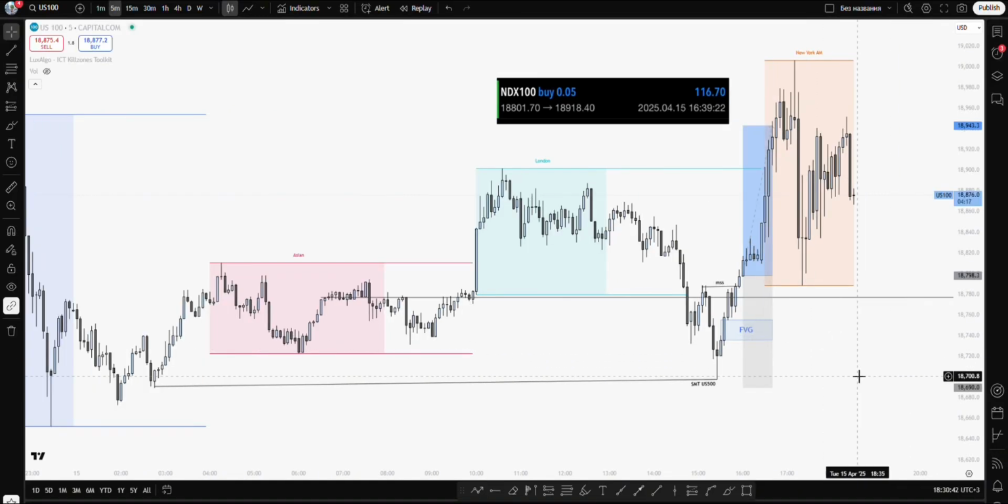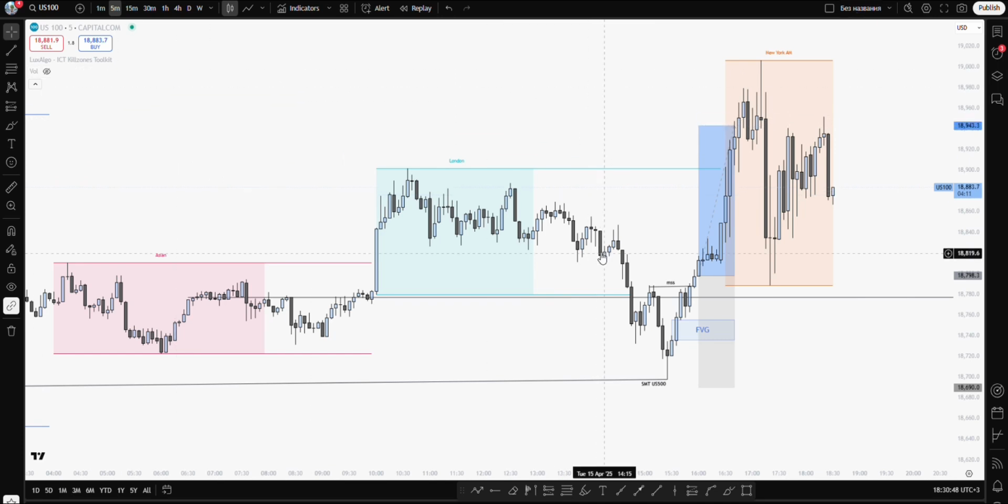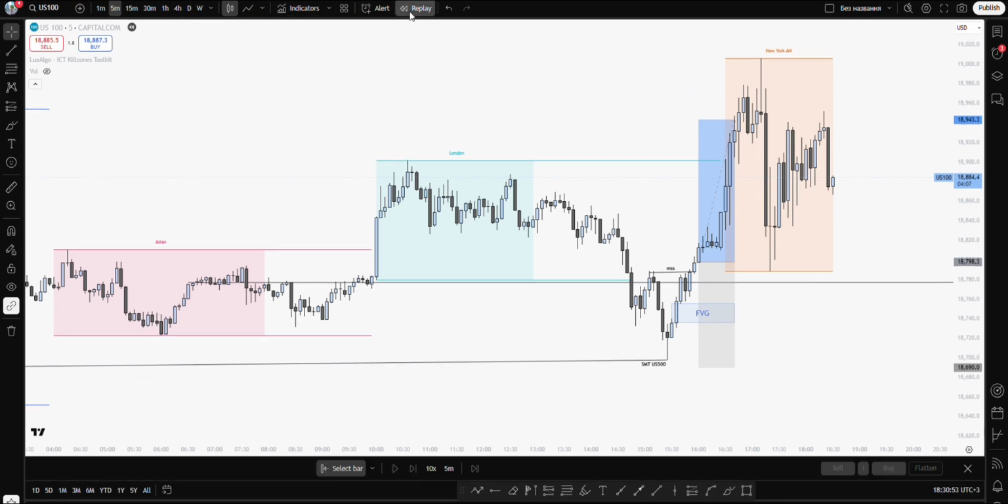Hello traders, today I'm breaking down a trade I took after a classic liquidity sweep followed by SMT Divergence confirmation. I will show you exactly how the setup played out and why I decided to enter at that moment. Let's jump into the chart.